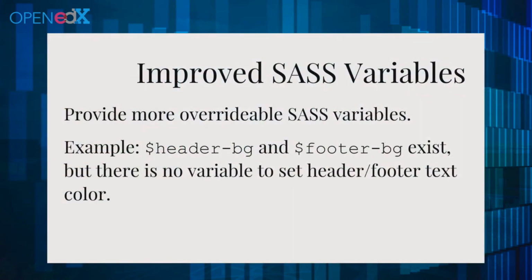Another example I mentioned earlier is changing just the color of the text in the header. Because we have very nice SASS variables that allow you to change the background color of the header or the footer. You set them to your desired color and it just works. But there's nothing like that for the color of the text. So if you're changing the color to dark, you have to do a lot of extra work just to change the text.